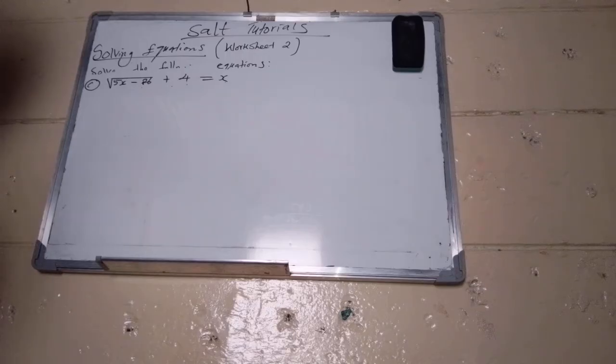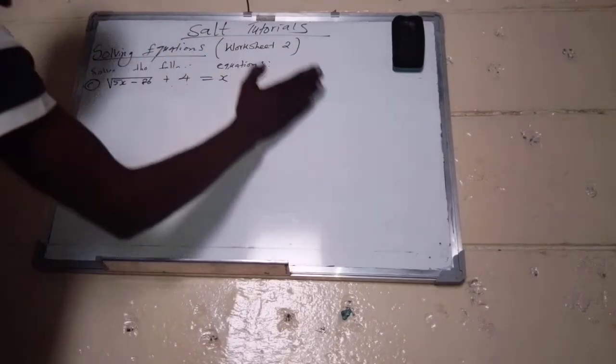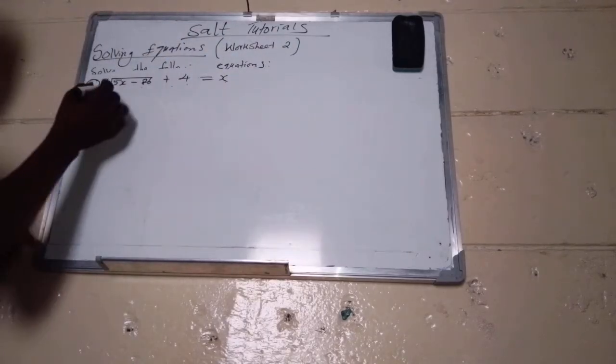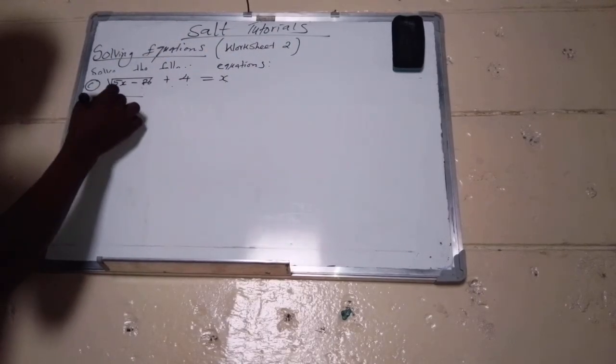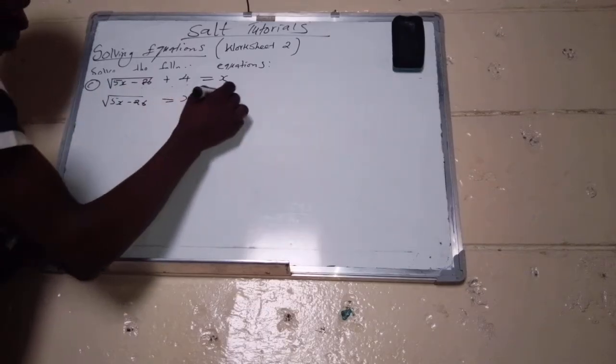See the previous video under radical equations. Be able to follow it through, understand how to solve radical equations, and practice more radical equations. So we simply say make this expression the subject. It means that everything which is not a radical can go to the other side. Meaning that I'm going to have the square root of 5x minus 26 equal to x minus 4.